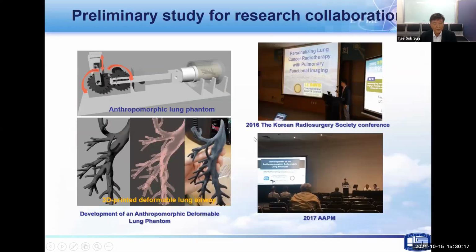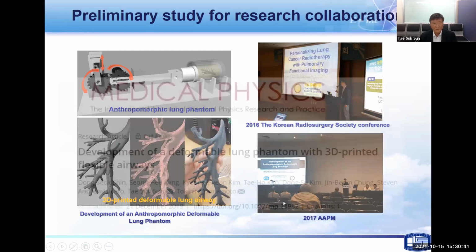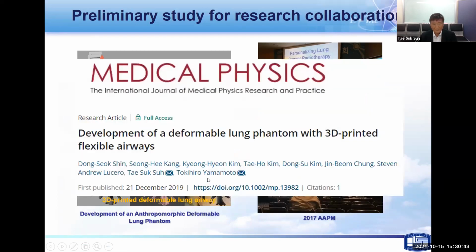Actually, we cooperated with UC Davis for functional IGRT to develop a 4D lung phantom using 3D printing to confirm pulmonary functional IGRT. And this work was presented at AAPM in 2017. And also this study was published in Medical Physics last year.